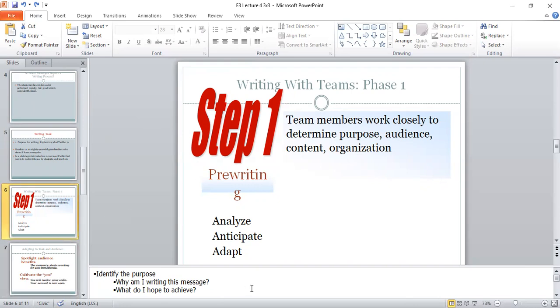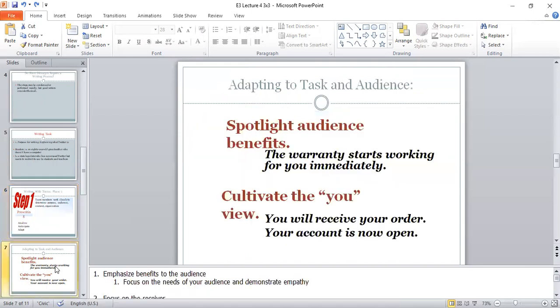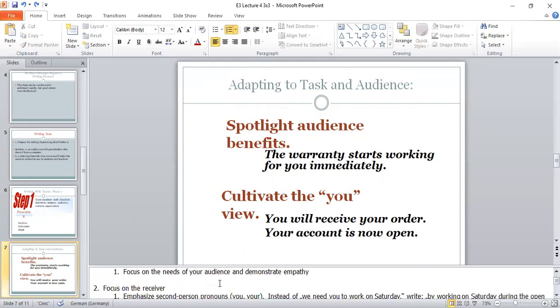So you need to identify the purpose. Why am I writing this message? What do I hope to achieve? What is my goal in writing this process? Okay, this is step number one. Moving on to the next one, adapting to task and the audience. Spotlight audience benefits. Emphasize benefits of the audience. Focus on the need of your audience and demonstrate empathy. Then focus on the receiver.